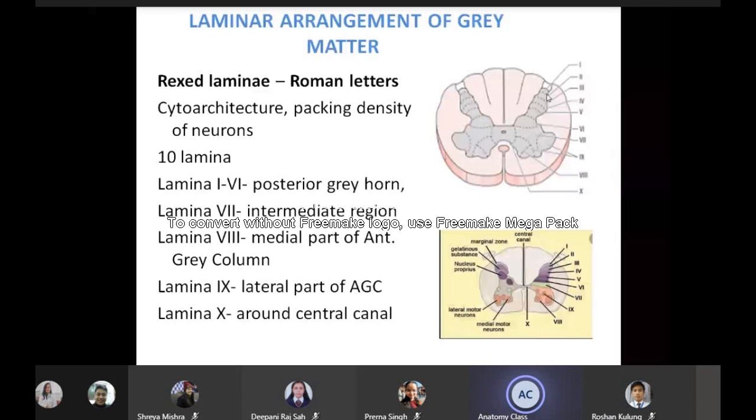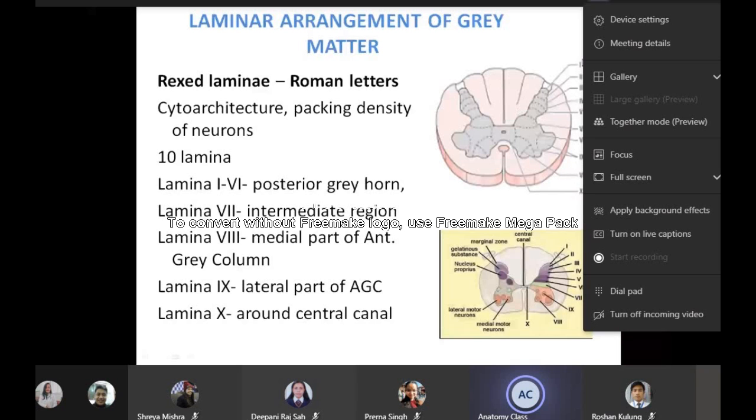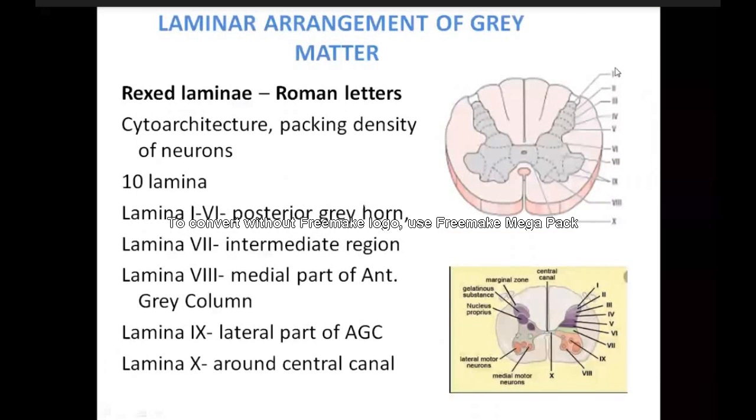So from 1 to 6, all these laminae are present in the posterior horn. Now lamina 7. This is lamina 7, and it is present in the intermediate region. Lamina 8, this is 8. This is 6, and 7 is intermediate. Coming to lamina 8, it is present in the anterior horn.